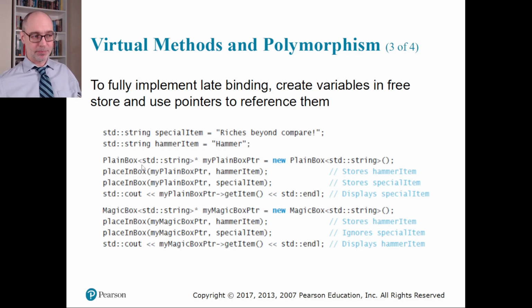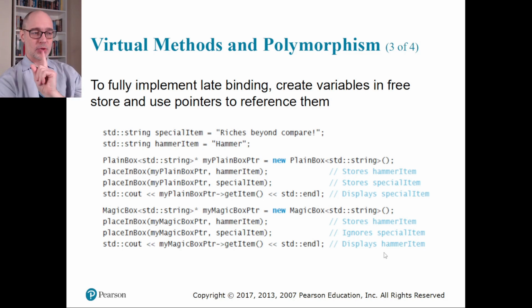Now, if you make your second thing, your magic box, dynamically allocated, great. Get the pointer, great. Pass it into place in box with hammer item for the first thing. Then call place in box with that, and special item for the second thing, and then take a look at it, and hey, it actually does the magic trick of you're seeing a hammer item. You're magically seeing the first thing that you put in the box because it did that little trick of just ignoring the second thing.